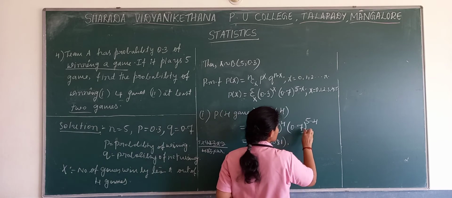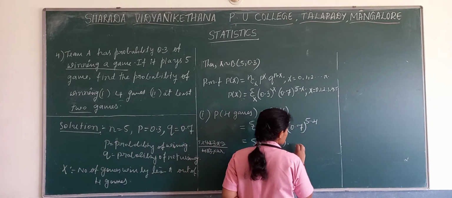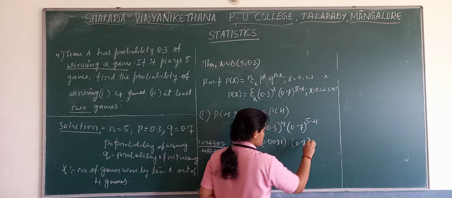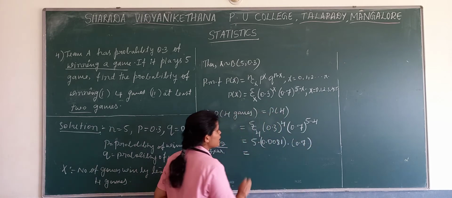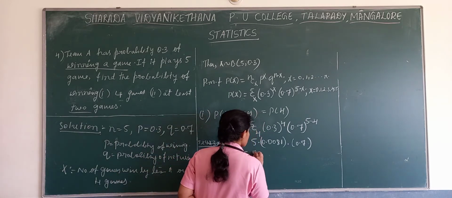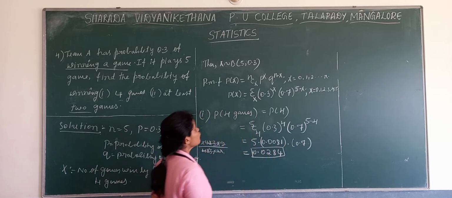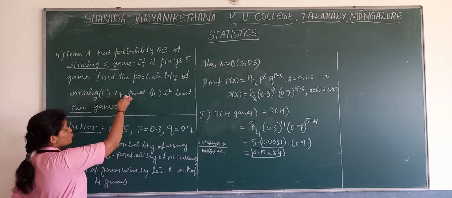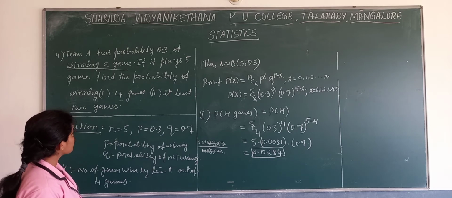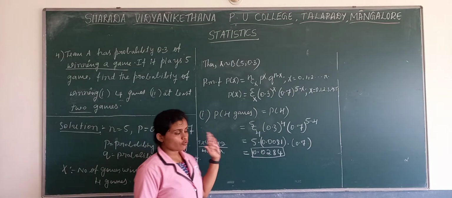0.0081 into 0.7 to the power 5 minus 4. What power will remain? 5 minus 4, 0.7 to the power 1, that is 0.7. So 5 into 0.0081 into 0.7, you get 0.0284. So this is the probability of winning 4 games. How many games did they play there? They played 5 games. Out of that, if they win 4 games, this is the probability of winning 4 games.